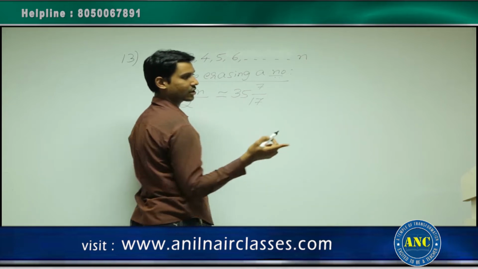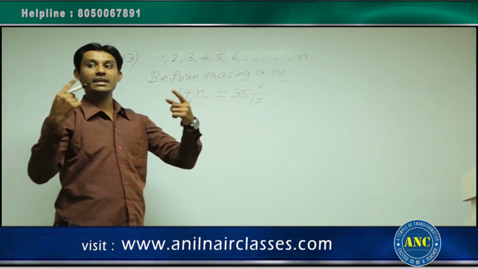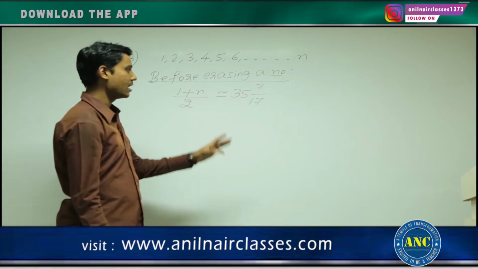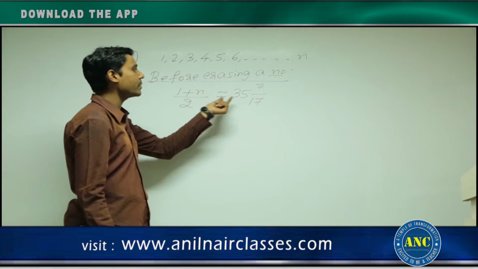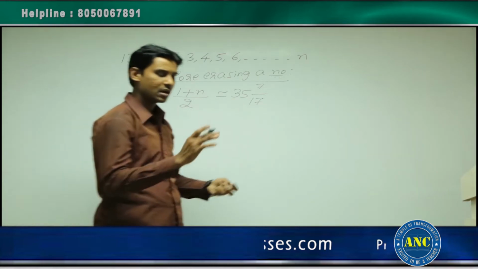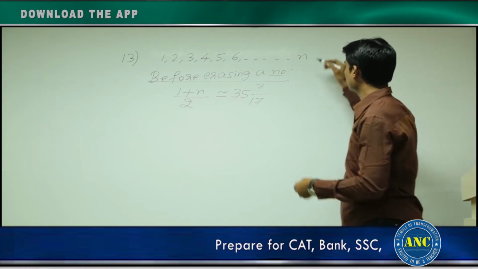What is it that is given in the question? The average is 35 7/17 after a number is erased. But before erasing a number, can I tell you that it is approximately equal to 35 7/17? If I want to tell you with a small example, listen to this carefully.